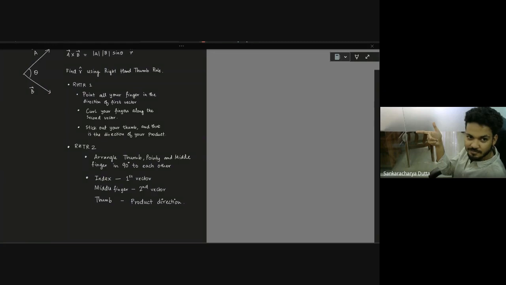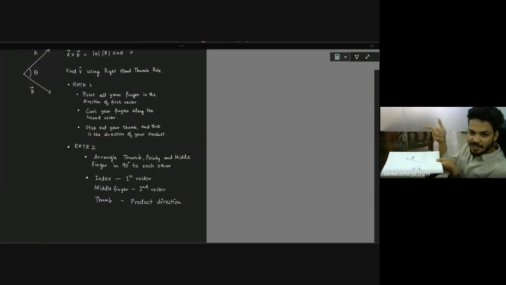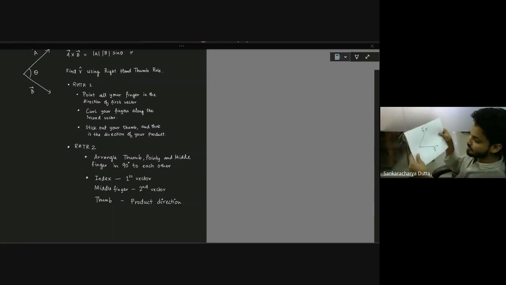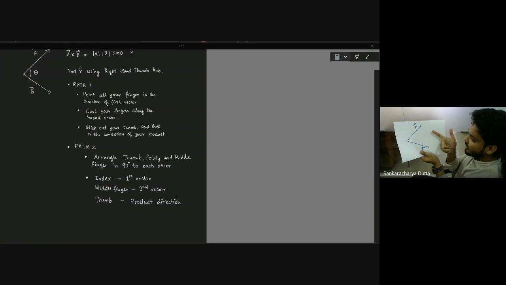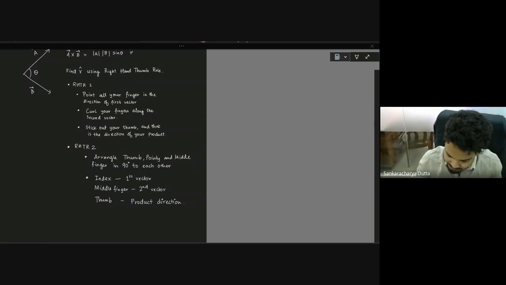Are you with me? Yes, sir. Okay. Now if I have A cross B like this, and I want to find out, let's say, B cross A, I don't know how to hold this. Let's hold it like this. Okay, so I have my hand like this, but how will I? I think I have to make it here.